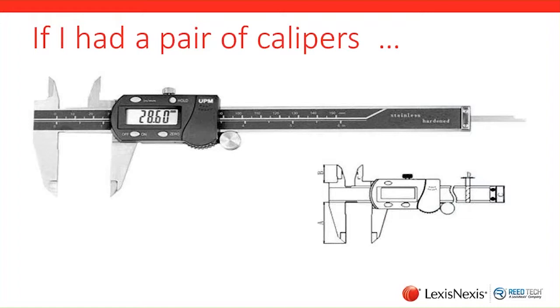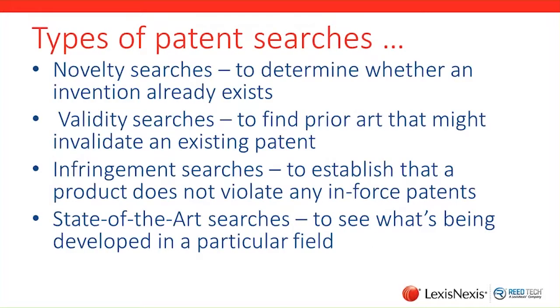They all have different strengths and weaknesses, be it the breadth and depth of coverage or the range of features and functions on offer. But the types of patent searches undertaken are fairly standard, the most common being novelty searches to determine whether an invention already exists, validity searches to find prior art that might invalidate an existing patent, infringement searches to establish that a product doesn't violate any in-force patents, and state-of-the-art searches to see what's being developed in a particular field.